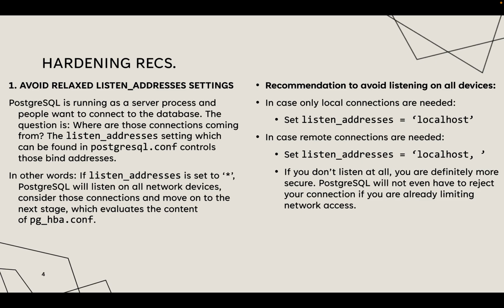So the recommendation is to avoid listening on all devices and use only local connections that are needed. So set listen addresses to localhost, and for remote connections that are needed, set listen addresses to localhost plus the needed addresses. If you don't listen at all, you're definitely more secure. It won't even have to reject your connection if you're already limiting network access.